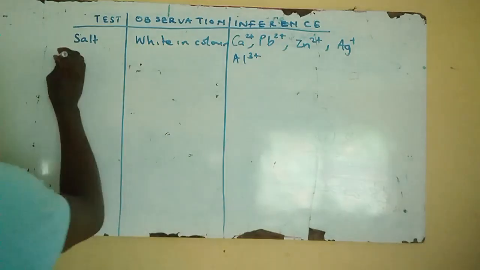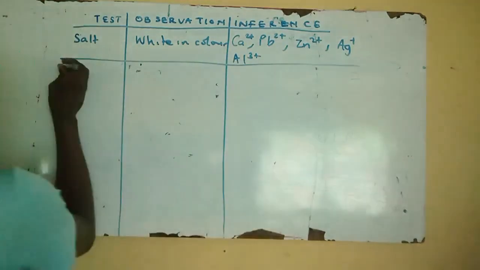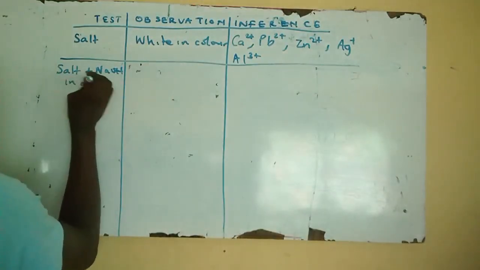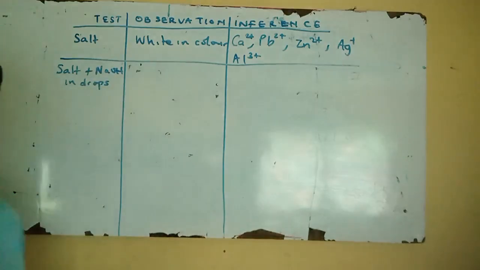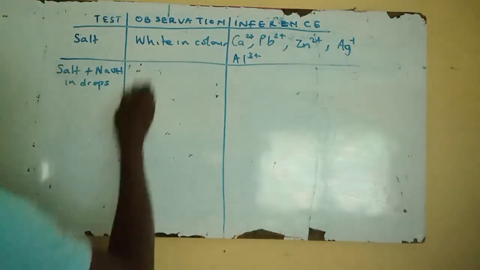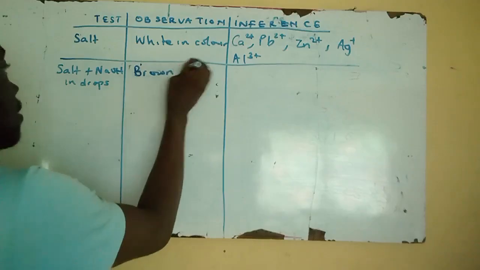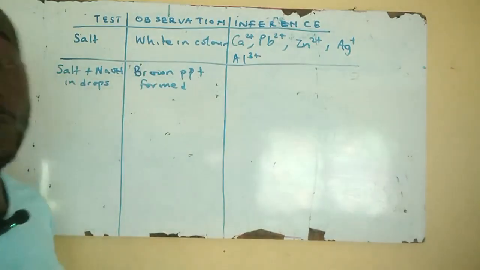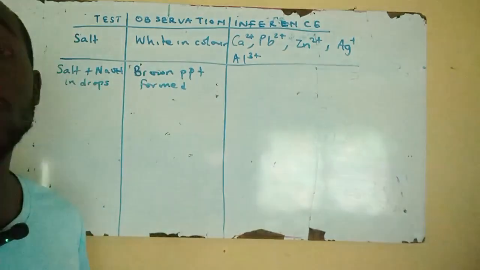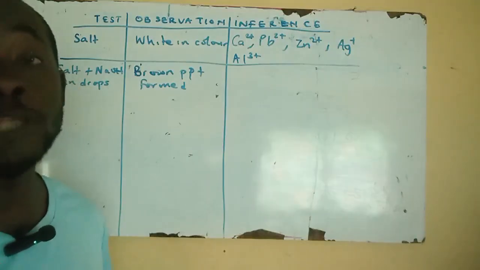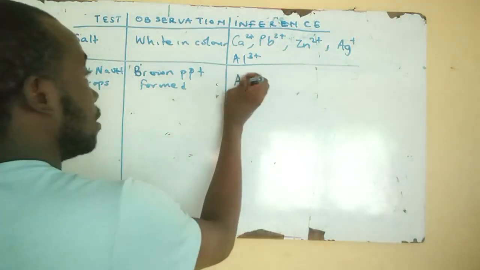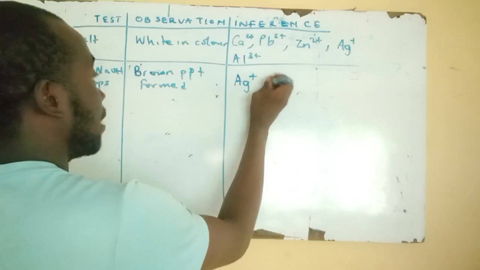Now the next step is to say salt plus NaOH in drops. And what we are going to get is a brown precipitate formed. Of all the white salts, when you add sodium hydroxide and it brings out a brown precipitate, that type of salt is what? Silver salt. So Ag+ present.